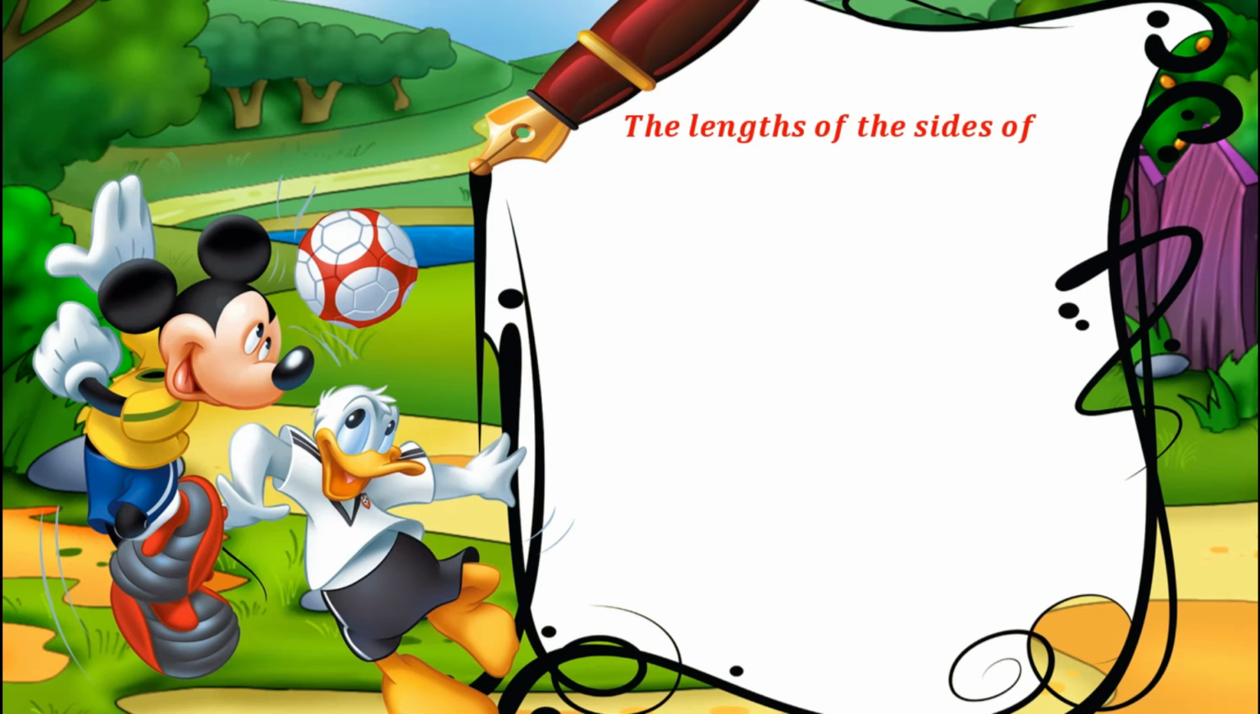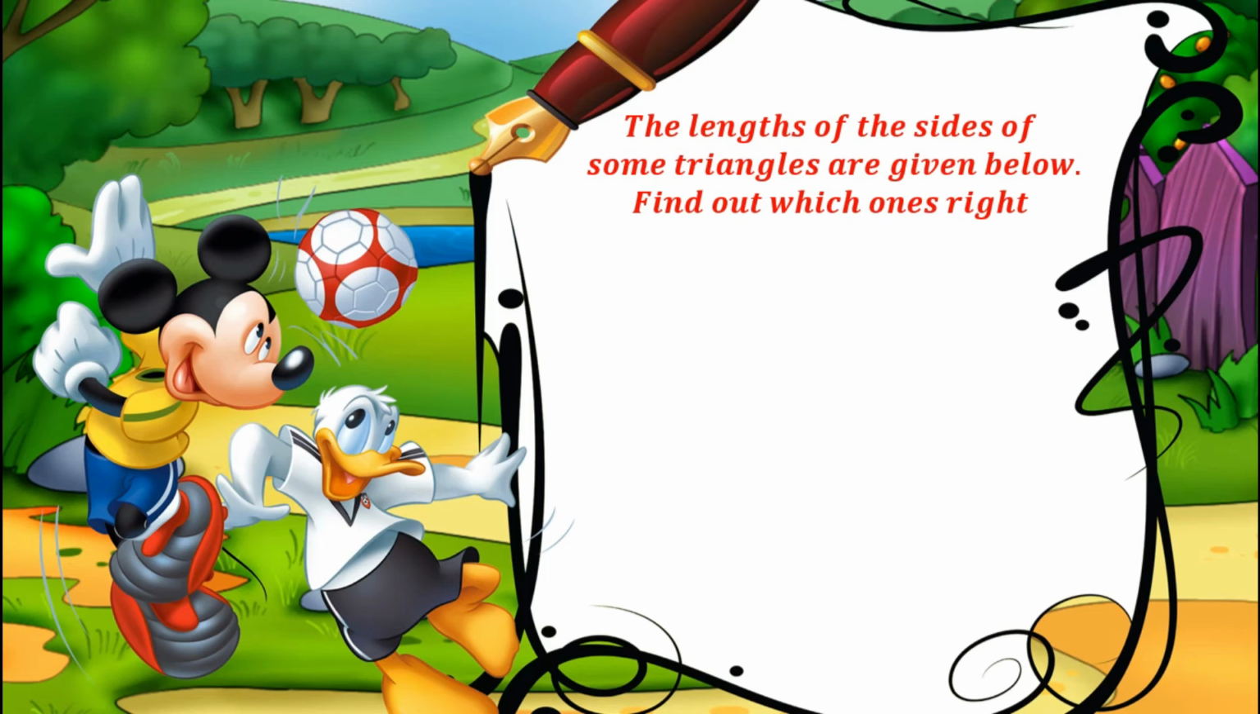Okay, now here is another question from the same exercise. The lengths of the sides of some triangles are given below. Find out which one is a right angled triangle. यहाँ पर कुछ मुसल्लसों के अज़ला दिए गए हैं. ठीक है, मालूम कीजिए कि इनमें से कौन से कायमतुज़्ज़ाविया मुसल्लस हैं. ठीक है, इस तरह से.